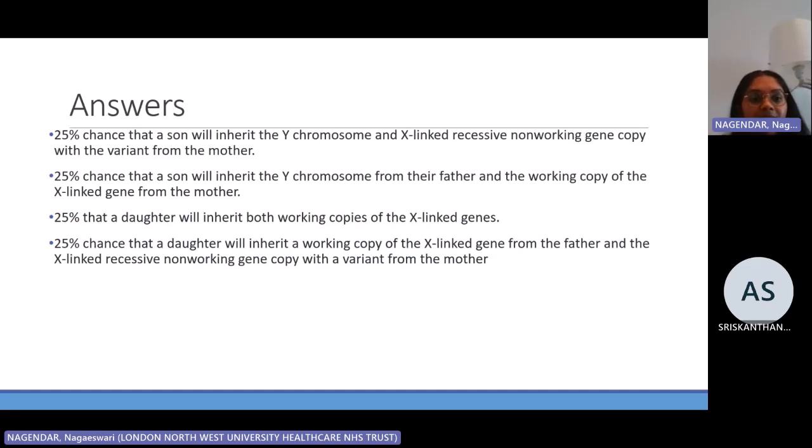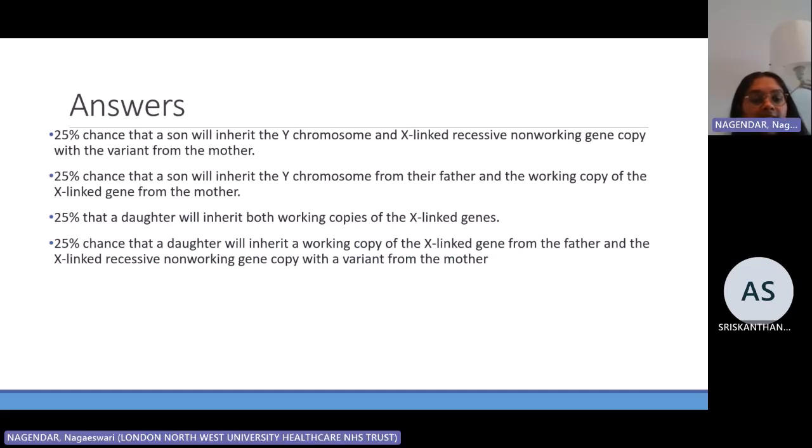But there is a 25% chance that a son will inherit the Y. So if they're to have a son, they will always inherit the Y chromosome from the father. So there's a 25% chance they'll have a Y and the X-linked recessive non-working gene copy, so the affected gene from the mother. There's also a 25% chance that they have a son, again, Y chromosome always from the dad, but they have the working non-affected copy of the X-linked gene from the mother.